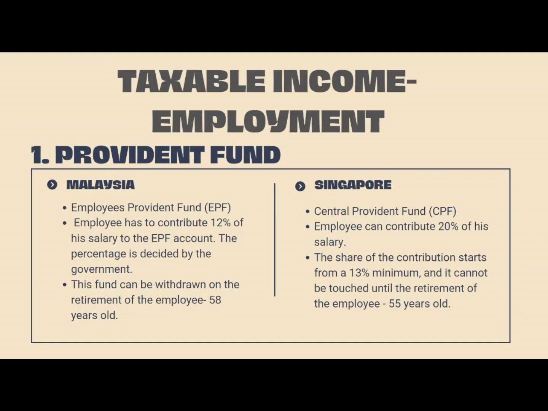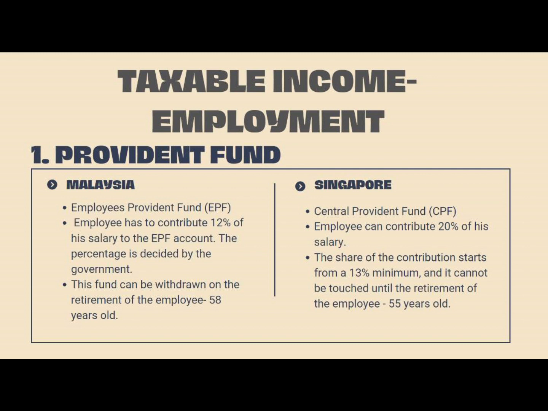Today, I will present about the employment income tax in Malaysia and Singapore. First is about the funds. In Malaysia is called as Employee Provident Fund (EPF), while in Singapore is called as Central Provident Fund (CPF). Both of the provident funds are to ensure the employees can afford the expenses towards their housing and medical bills and other.